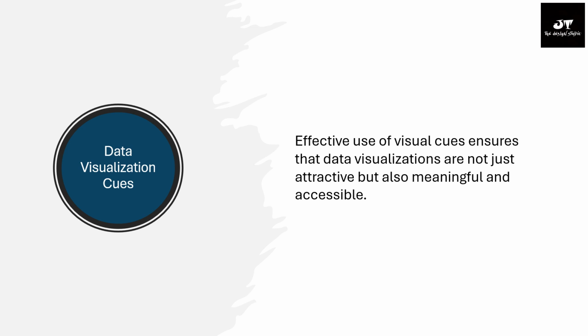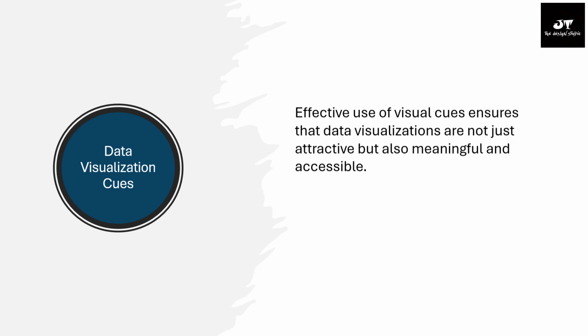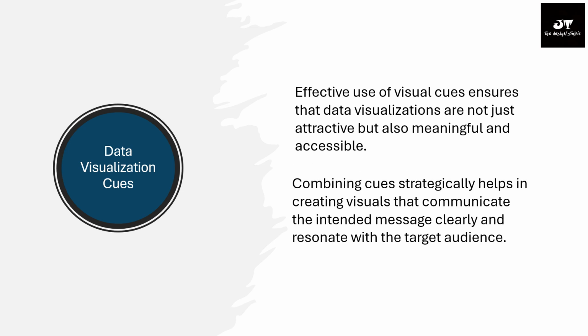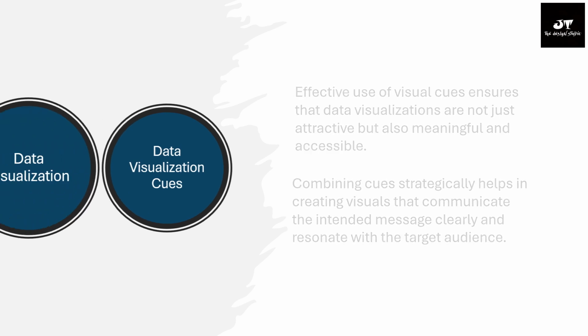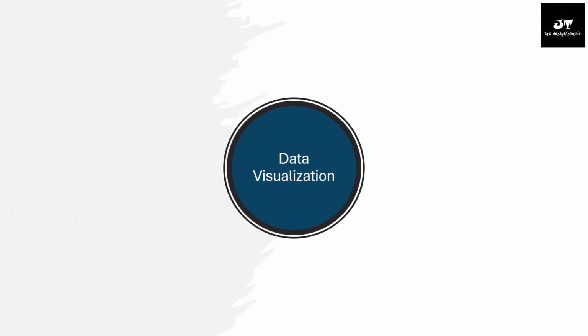The thoughtful integration of whitespace, text labels, and alignment further improves readability and ensures a seamless flow of information. Combining cues strategically helps in creating visuals that communicate the intended message clearly and resonate with the target audience. A well-designed visualization guides the viewer's attention, making complex data more digestible and actionable. When used effectively, visual cues reduce cognitive load, ensuring that the audience can interpret and engage with the data.